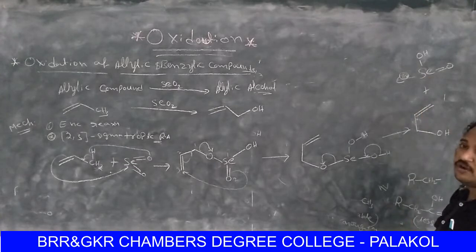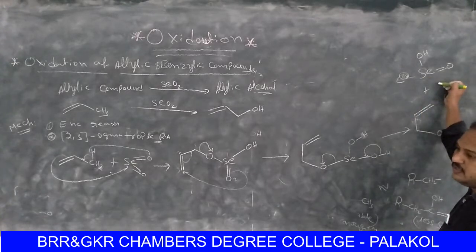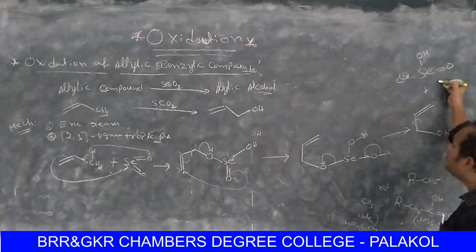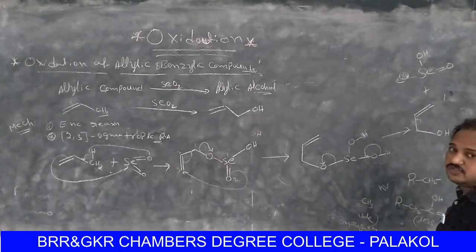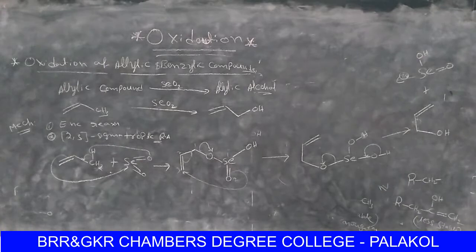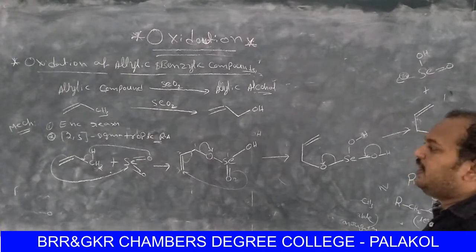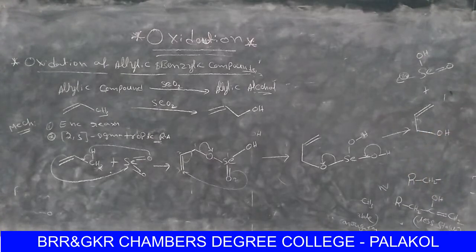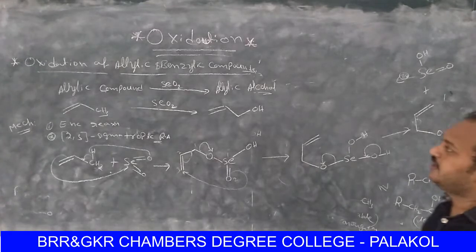Finally, elimination of water takes place, and then Se is in the zero oxidation state. Okay, so zero oxidation state. This is the process finally. So the total process happens in this step only, right? And this is about the oxidation of allylic and benzylic compounds.